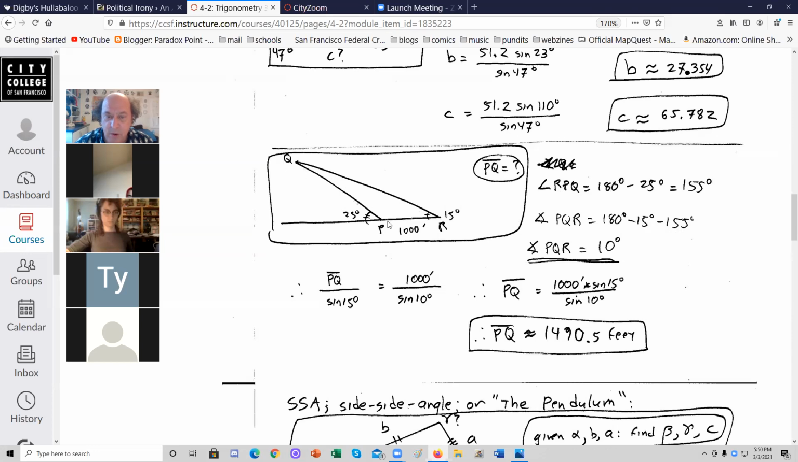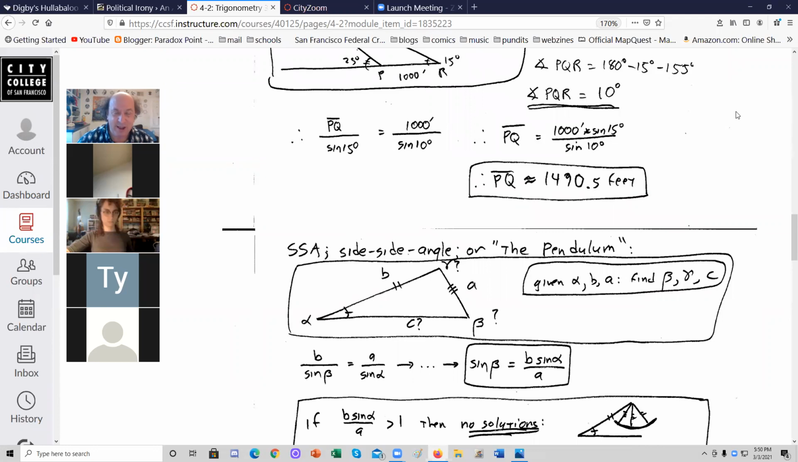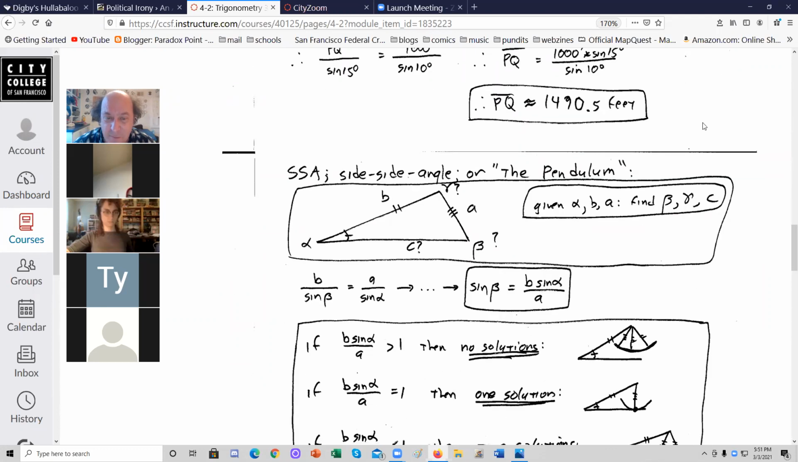So PQ over sine of 15 degrees equals 1,000 feet over sine of 10 degrees. So PQ is 1,000 feet times sine 15 over sine of 10 degrees, which comes up to 1490.5 feet. I should say that that 0.5 is maybe one decimal place too many because you're only given this to the integer precision. But one excess degree of precision is okay. However, it's tempting, with the calculator giving you 9 degrees of precision, which is, of course, more than is really justified.